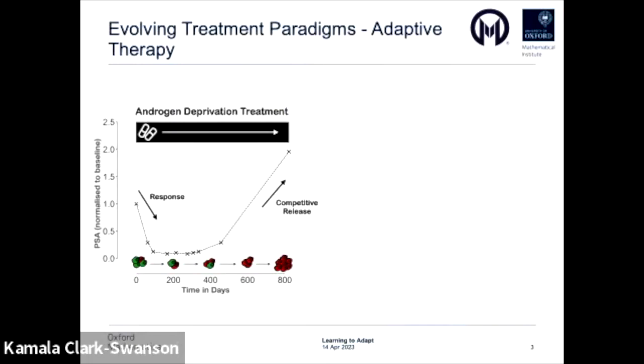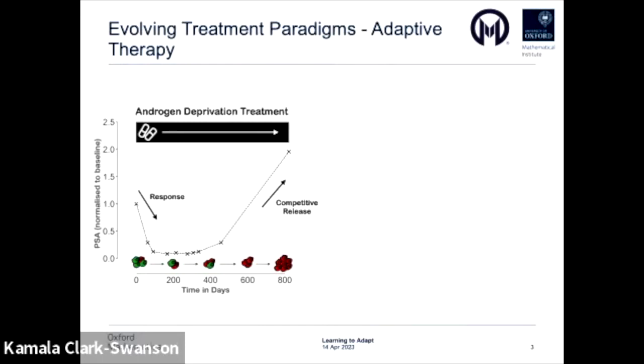So androgen deprivation therapy in the clinic is typically implemented using a maximum tolerated dose protocol. We've seen a number of these graphs today. You typically get good response to start with, where the patient seems to be responding to your drug. That progress stagnates, and then over time we get competitive release, and the patient will then undergo relapse.